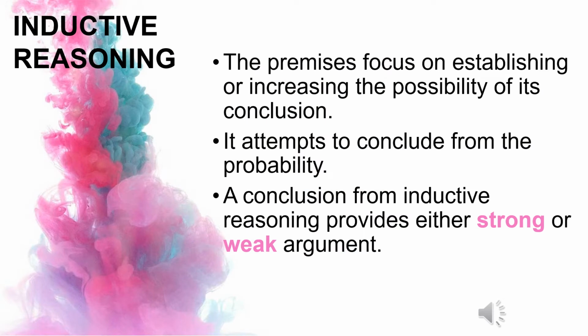The premises focus on establishing or increasing the possibility of its conclusion. So as readers move towards the conclusion, they will learn the probability of understanding, supporting, or agreeing to the conclusion. That is why a conclusion in inductive reasoning will provide either a strong or weak argument. It depends on the premises, the specific information or details provided by the author.